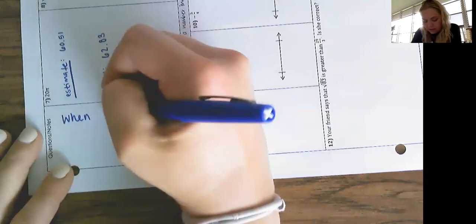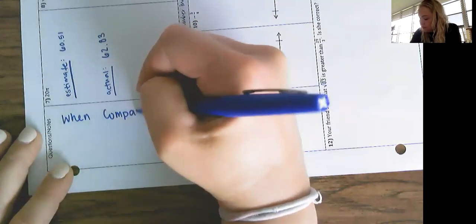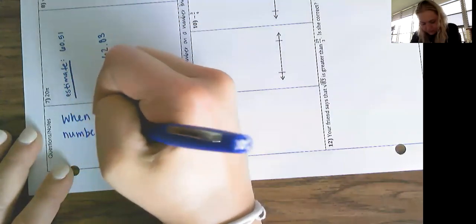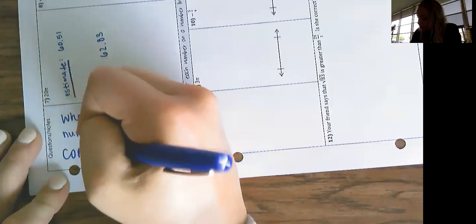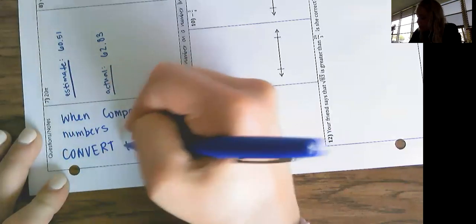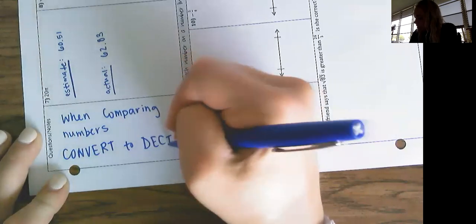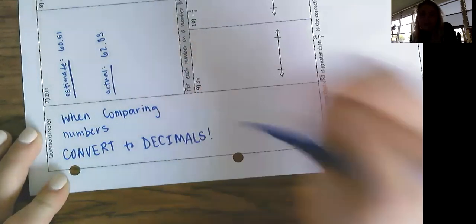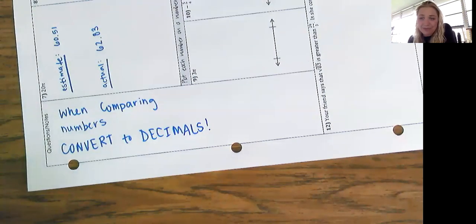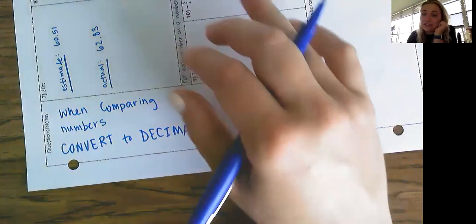When comparing numbers, convert to decimals. When you're comparing numbers, convert to decimals. And in case you forgot, when you're comparing numbers, convert back to decimals. That's how you can compare two things, especially if they're different. And there's stuff like that in tonight's homework.